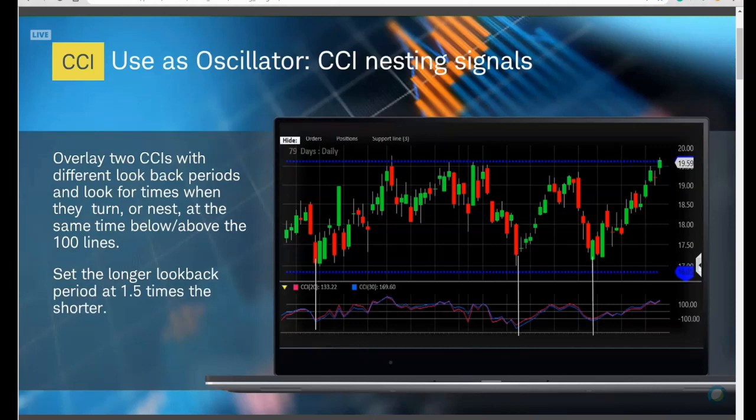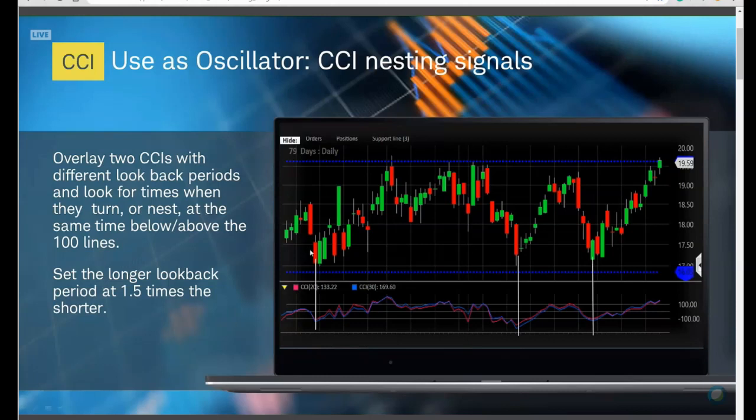So here again, you start usually with the standard line, which is 20 periods. But again, you can adjust it if you want. And then you add another line, which is 1.5 times longer than the first line. So if we're using a 20 period CCI as the first line, the second line would be 30, 1.5 times 20. Here, you are not looking for crosses, but you are looking for when the two lines change slope at the same time. That is called a nest.